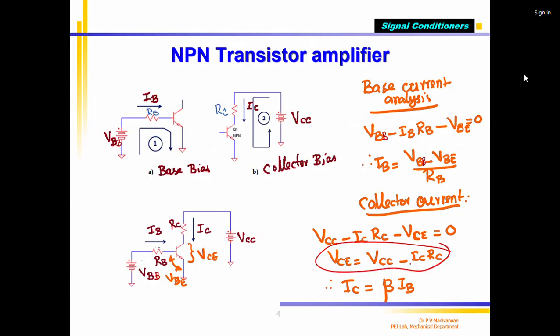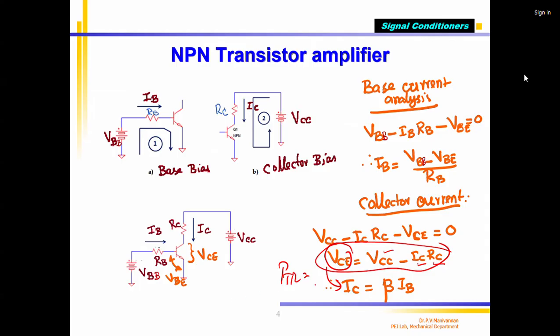VCE should be computed using this formula. You know IC, you know the RC. Correct? Already you computed. VCE, you know what power you are applying in the problem given. Then you can compute VCE. This multiplied by this is called P transistor.